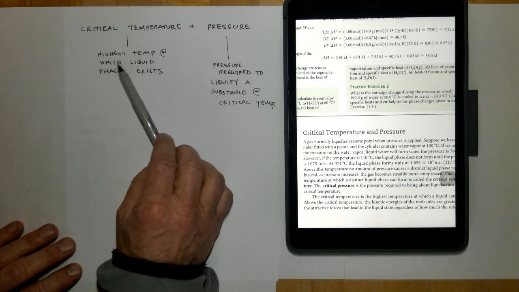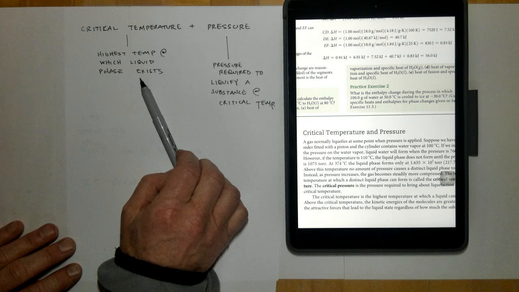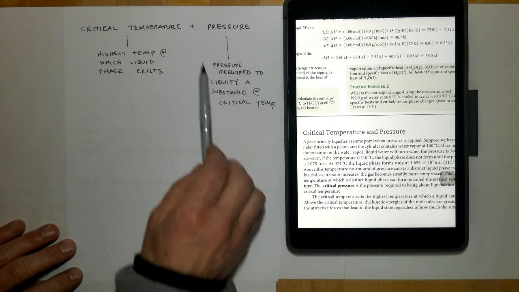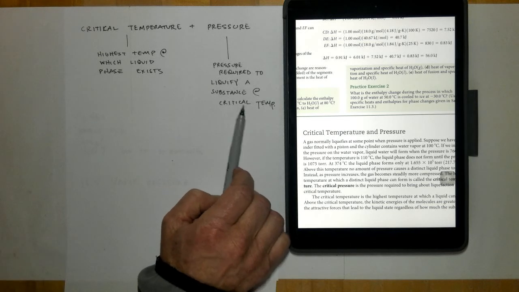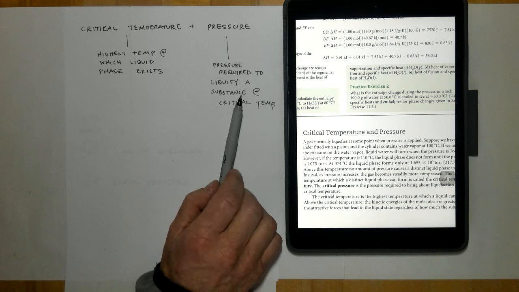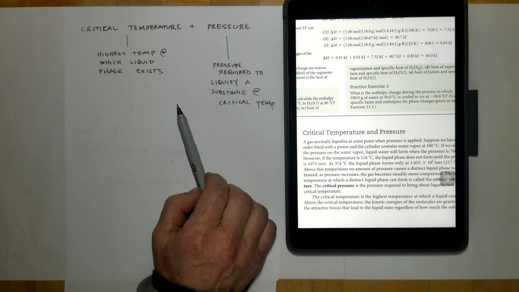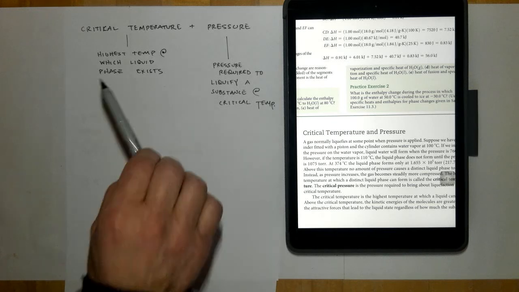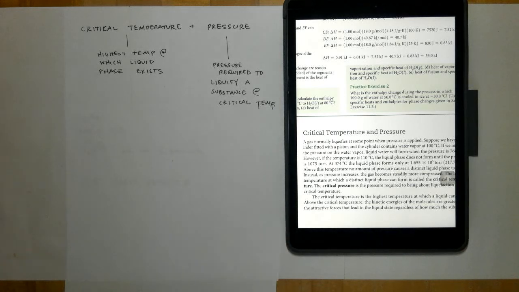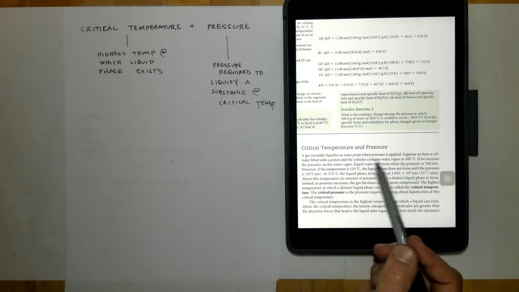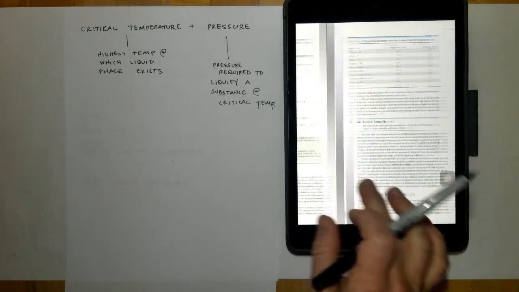And so the critical temperature is the highest temperature at which liquid phase exists, and then the critical pressure is the pressure required to liquefy a substance at that critical temperature. And we'll come back and revisit these when we get to phase diagrams in a little while. But knowing that these pieces are associated with energy, and that it takes a certain amount of energy to get them to this point, and then you can't liquefy them anymore, is kind of a neat piece. So critical temperature and pressure are the last pieces of this section.